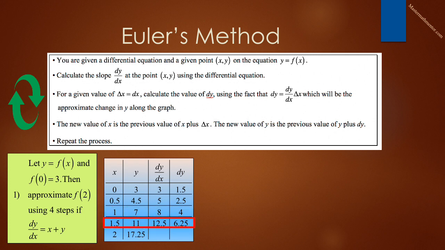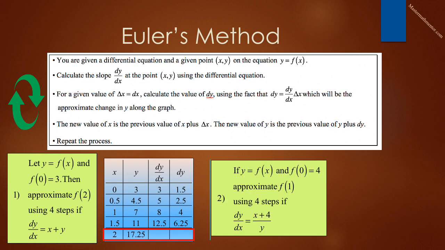The fourth row. Our new x is 1 plus 0.5, which is 1.5. Our new y is 7 plus 4, which is 11. Therefore, dy/dx is 1.5 plus 11, which is 12.5. And dy is equal to 12.5 times 0.5, which is 6.25. Finally, the last row. Our new x is 1.5 plus 0.5, which is 2. And our new y is 11 plus 6.25, which is 17.25. We stop here because this is our answer. We wanted an approximation for f of 2, and it is 17.25.